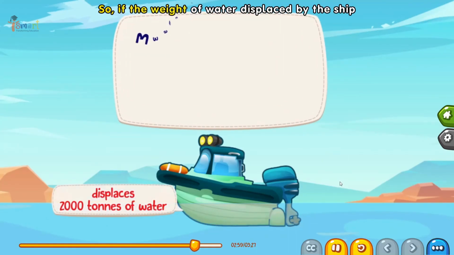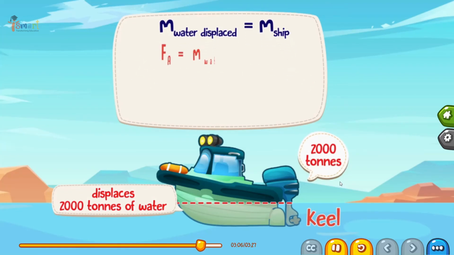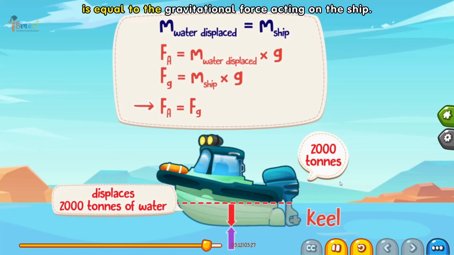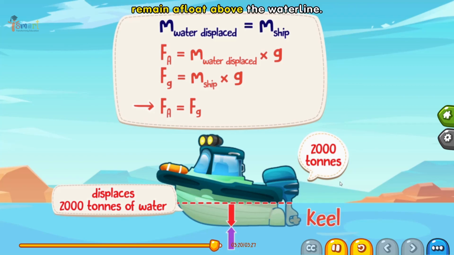So, if the weight of water displaced by the ship below the keel is equal to the ship's weight, then the buoyant force acting on the ship is equal to the gravitational force acting on the ship. And that's why this makes whatever is above the keel remain afloat above the waterline.